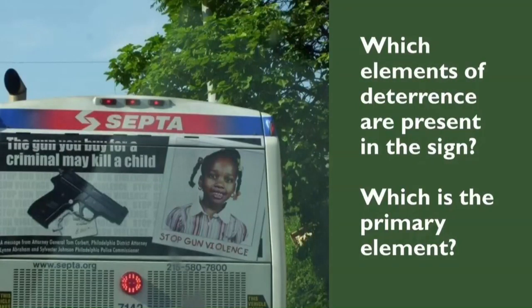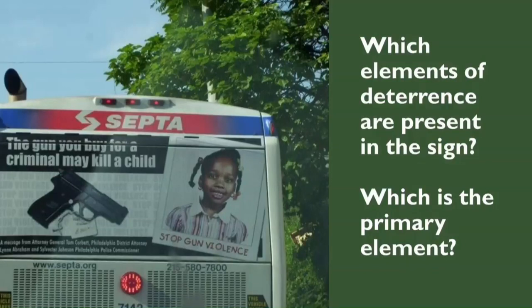Because not just with sentences issued by the criminal justice system, but we try to have deterrence in place before a crime occurs. That's the point of deterrence, right? Have things in place that are going to prevent people from committing crimes. So we look at this sign that's on the back of a bus, it looks like.